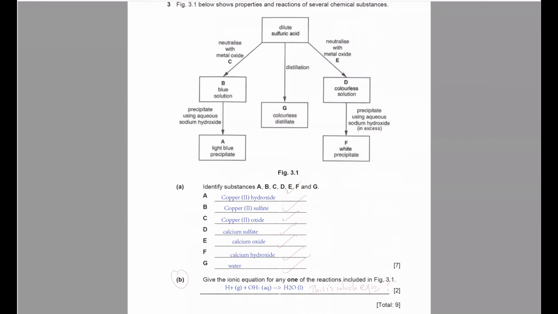for the ionic equation. You basically wrote the ionic equation for the neutralization, but I have no idea which one this refers to. So according to the answer, this is copper sulfate, this is copper oxide, and this is metal oxide, E is calcium oxide, D is calcium sulfate, G is water, F is calcium hydroxide, and A is copper hydroxide.